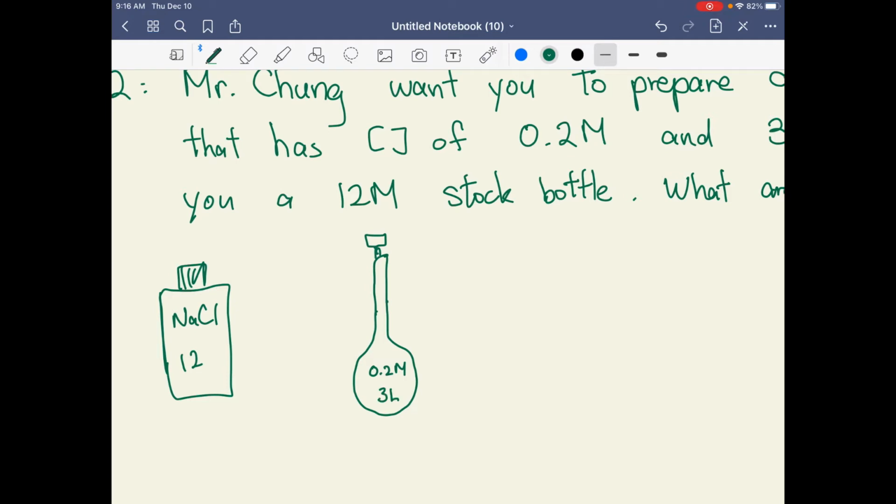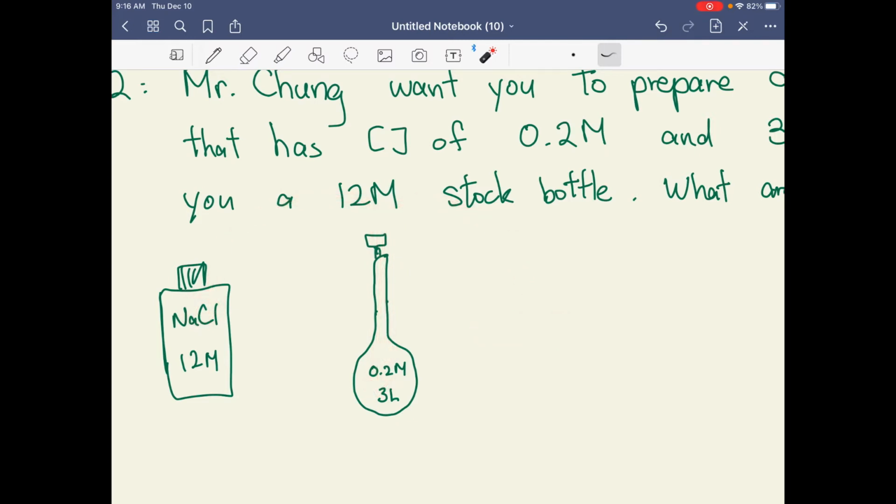Pretty cool, huh? So you want to go from 12 molar to 0.2 molar. So obviously you're diluting it to get that, right? So the question is this: how much of the stock are you going to take from here and put it in here and then add water to it?